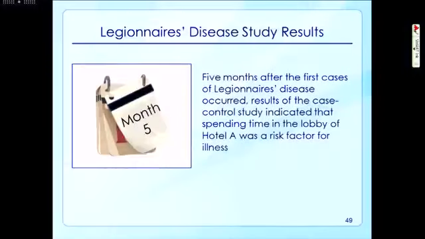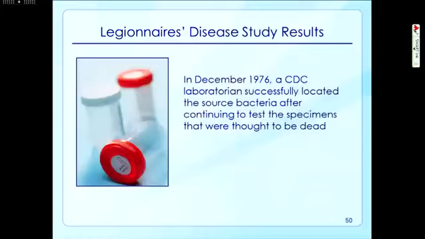Although the investigation suggested that exposure in the outbreak apparently occurred over several days, investigation results were actually initially unclear. Researchers were unable to locate the bacteria that caused Legionnaire's disease because of the historic difficulty of growing bacteria like these in laboratory conditions. 5 months after the outbreak investigation of these cases of Legionnaire's disease occurred, results finally indicated that spending time in the lobby of Hotel A was the risk factor for illness.